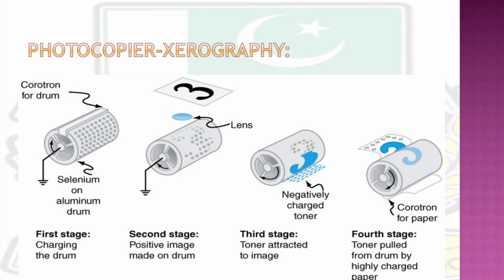And the third stage takes a dry black powder called toner and sprays it with a negative charge so that it is attracted to the positive regions of the drum. Next, you can see that a blank piece of paper is given a greater positive charge than on the drum, so that it will pull the toner from the drum. And finally, students, the paper and electrostatically held toner are passed through heated pressure rollers, which melt and permanently adhere the toner to the fibers of the paper.